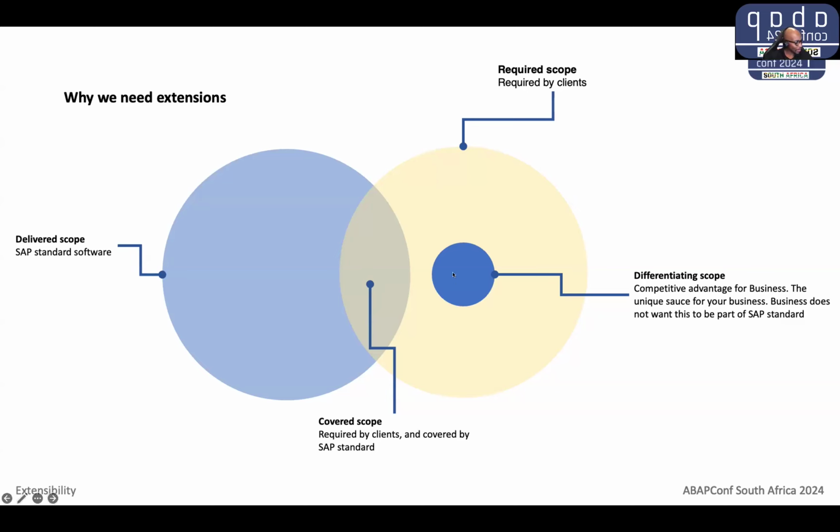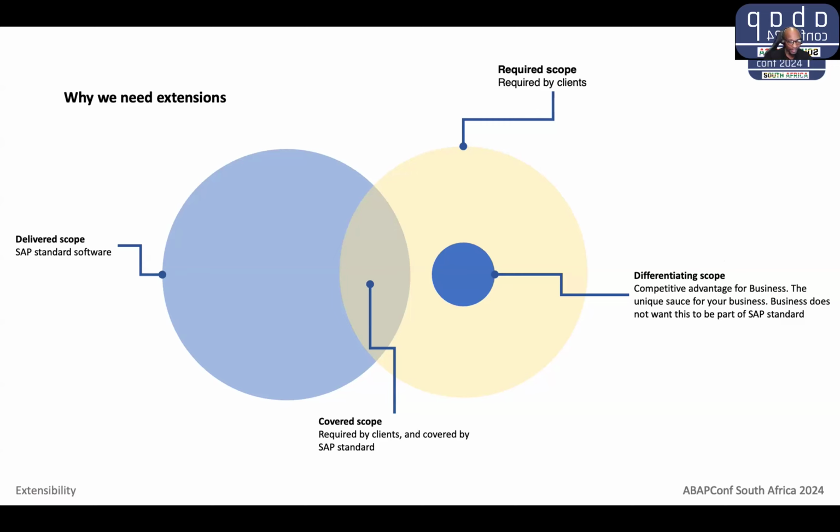But most of the time, you find that there's a differentiating scope that is unique to your business. And that's what gives your business the competitive edge. It's stuff that they do that makes them successful. And all businesses have this, right? Otherwise, businesses would be doing the exact same thing all over. So the differentiating scope is where the extensibility comes into play. And it's why we've got jobs. It's because we need to be able to provide that unique sauce to the business.